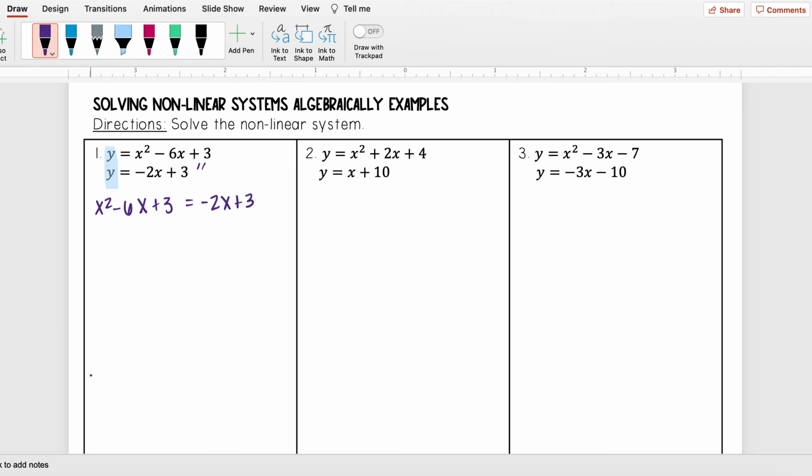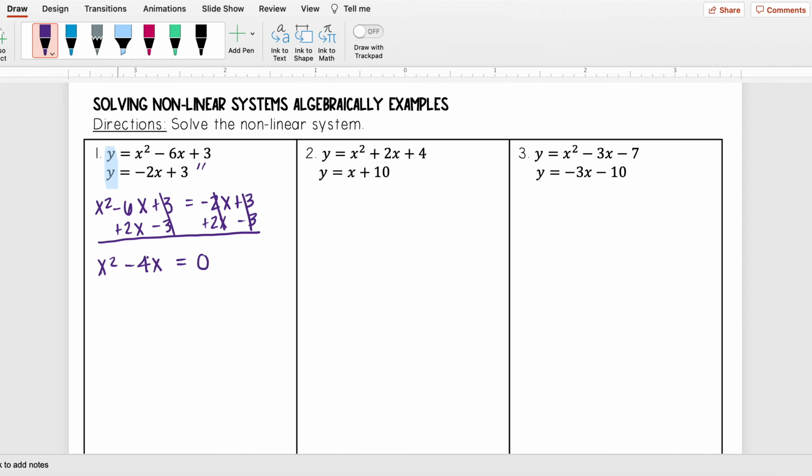And now from here, I'm going to treat this just like what we've been doing all unit when we're solving quadratics. So my first step is to move all of my terms on the left-hand side. So I'm going to add 2x and subtract 3, add 2x and subtract 3. And so I get x squared, negative 6x plus 2x, I get minus 4x. And these cancel, is equal to 0.